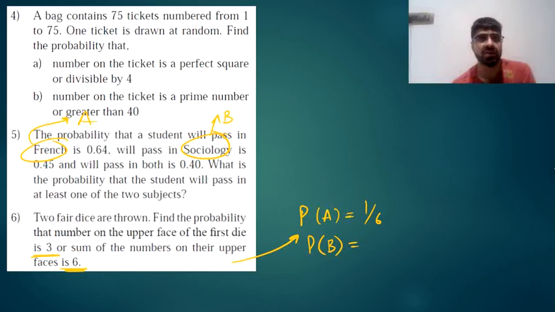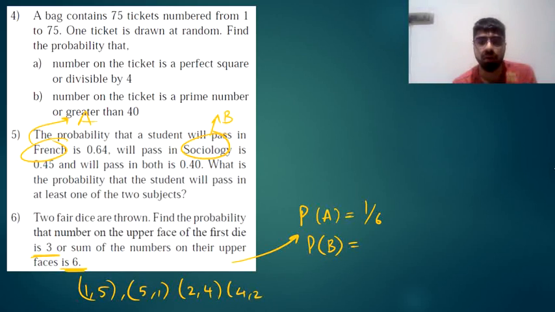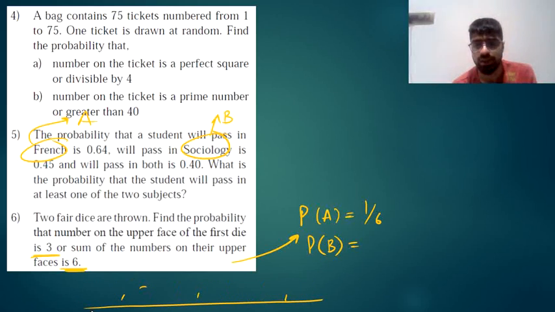Probability of B, the sum being 6. Now in total we have 36 possibilities when we are tossing a die 2 times. Out of that the sum can be 6 in how many ways? It can be 6 as 1, 5, 5, 1. Then it can be 6 as 2, 4 and 4, 2. And finally as 3, 3. So there are 5 ways by which we can have the sum of the numbers as 6, and the probability of B is going to be 5 by 36.